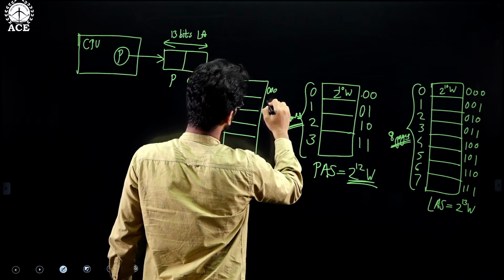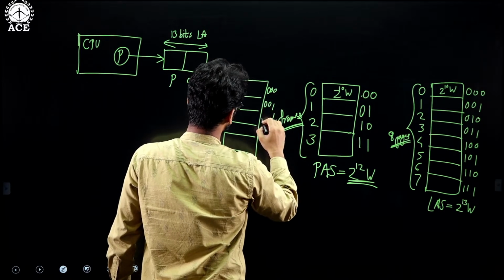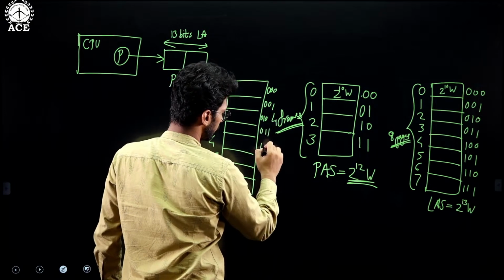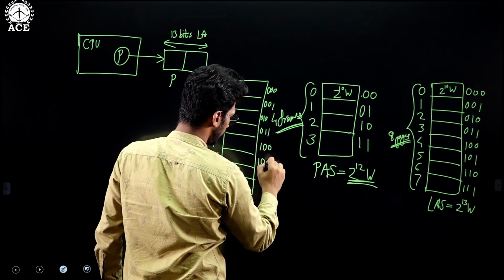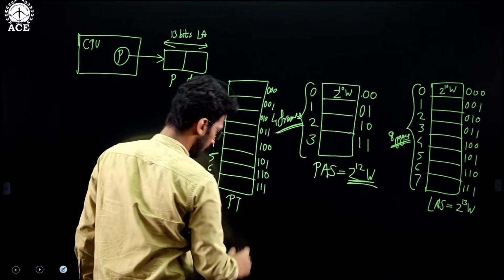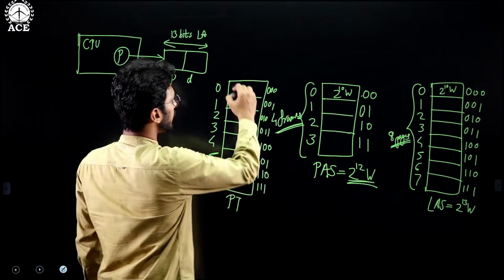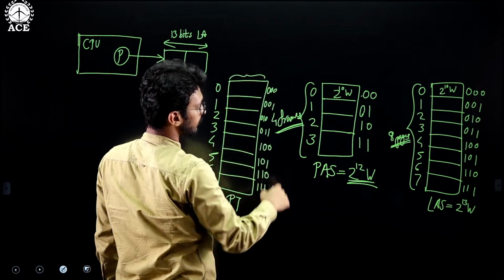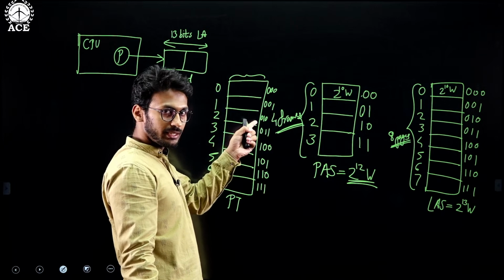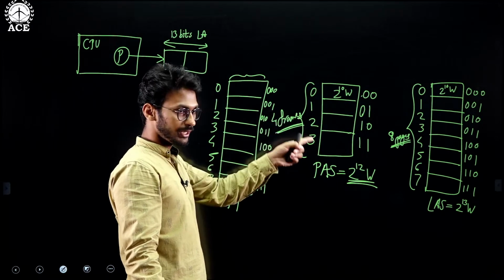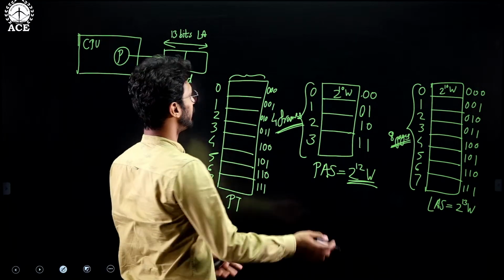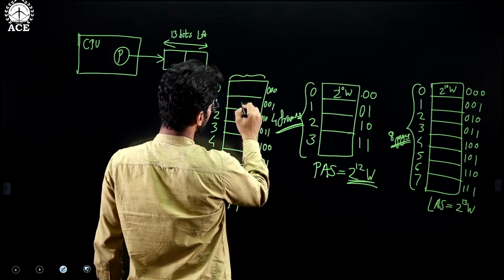0 indicates 0, 0, 0. 1 indicates 0, 0, 1. 2 indicates 0, 1, 0. 3 indicates 0, 1, 1. 4, 1, 0, 0, 1, 0, 1, 1, 1, 0, 1, 1, 1. This is page table. Done. Page table entry will be of how many bits? See, since frame number will be present in page table entry, 4 frames are there. In order to represent 4 numbers, you need 2 bits. So 2 bits only.